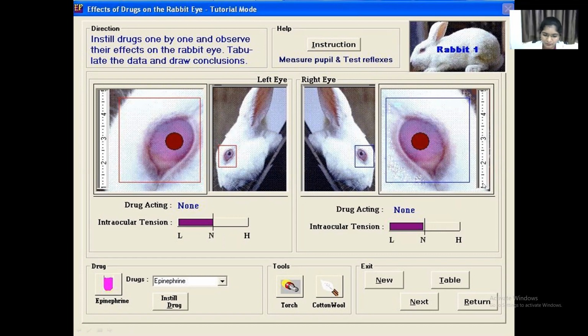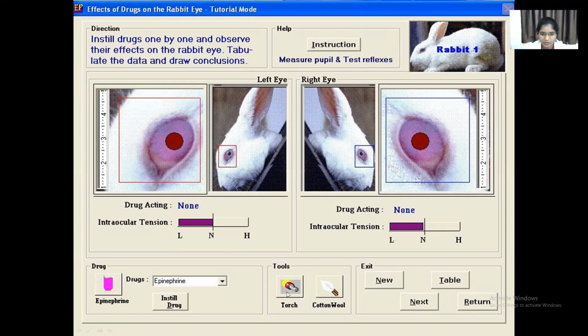Count it and check both eyes, the left eye as control eye and the right as test eye. The normal eye pupil size is 6 mm. When we instill miotic drugs or muscarinic drugs, it decreases the pupil size to less than 2 to 3 mm.